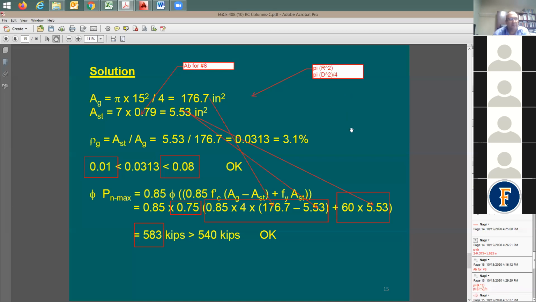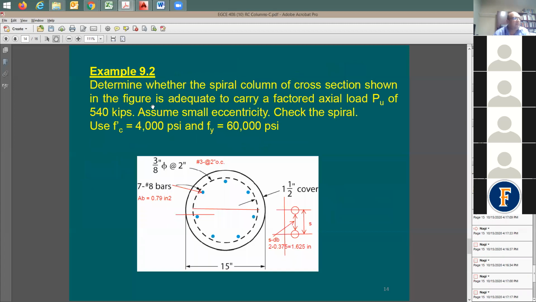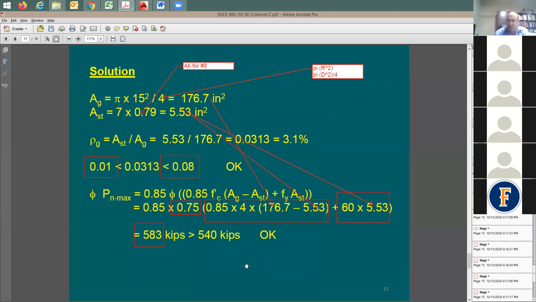So it's one of 2: either pi r squared or pi d squared divided by 4. Now where is this 4 coming from? It's coming from this equation, because in this equation I used the diameter. I did not use the radius. Let me go back 1 slide to make it clear. Here the diameter is 15 inches. All right. More questions? No questions? We're good?